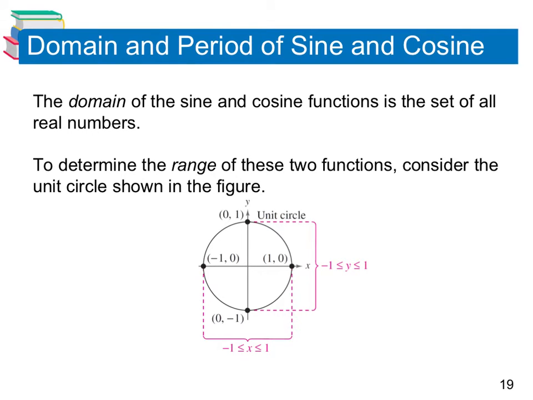So first thing we're going to look at today is the domain and period of sine and cosine. So the domain of the sine and cosine functions is the set of all real numbers. So our domain is always going to be all real numbers.